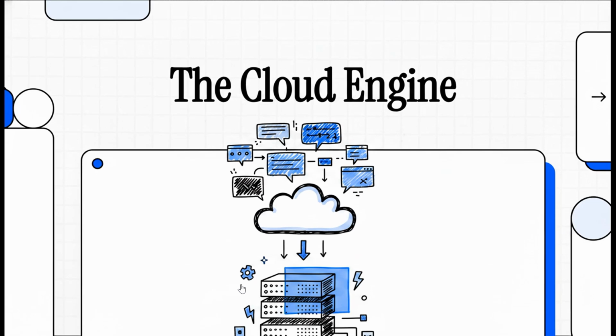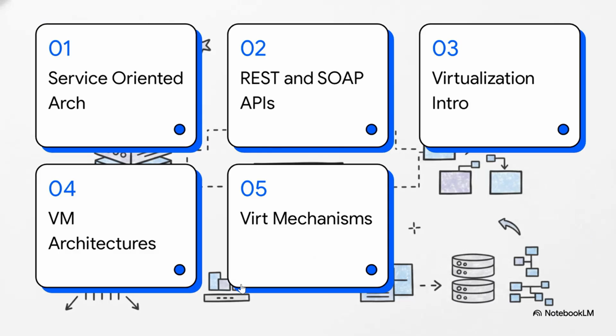Let's get started. So here is our roadmap for today. We'll begin with service-oriented architecture, move into REST and SOAP APIs, introduce virtualization, explore virtual machine architectures, and finally, look at the actual mechanisms that make virtualization possible.